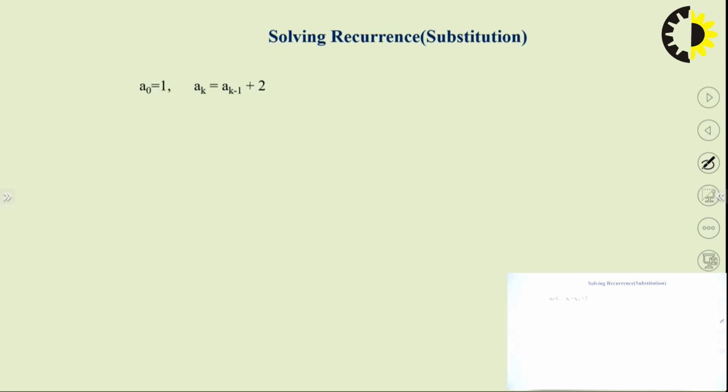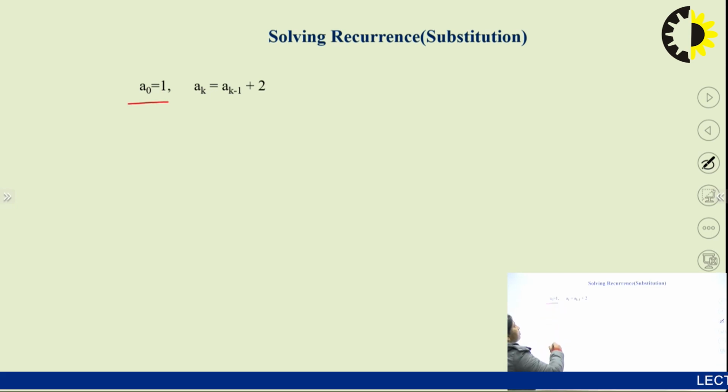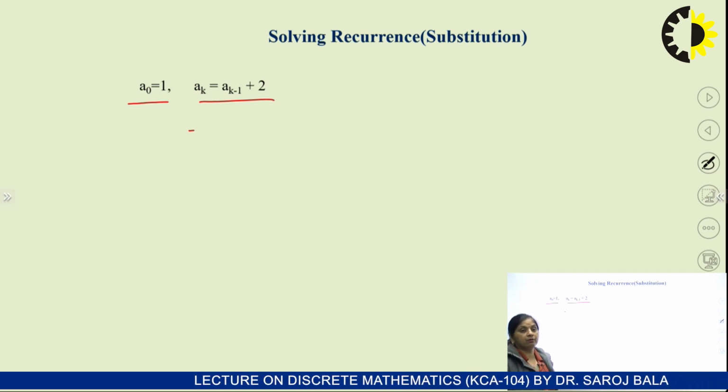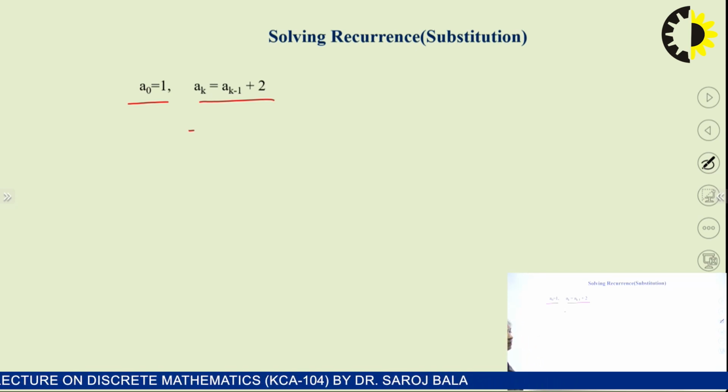So, what is the substitution method? Let me take this example. I am given a recurrence relation, I need to solve it. So, what will be the solution to this recurrence relation? What is given? A0 is equal to 1 and Ak is equal to Ak minus 1 plus 2. It means the kth term is the k minus 1th term plus 2. So, now we need to solve. So, one method is substitution. If we start substituting the values, what do we get?